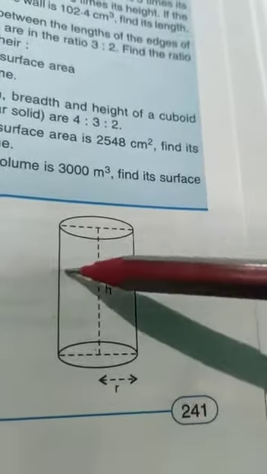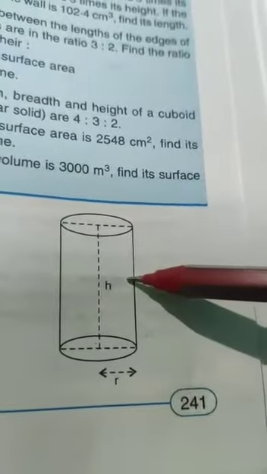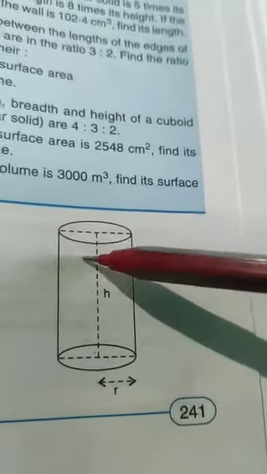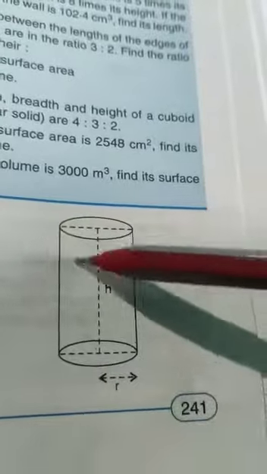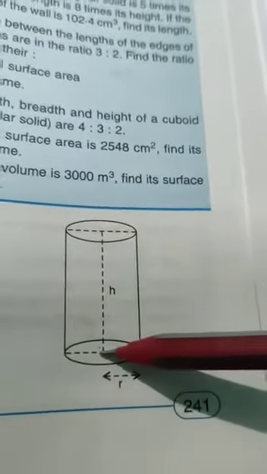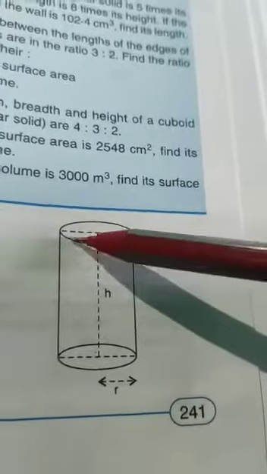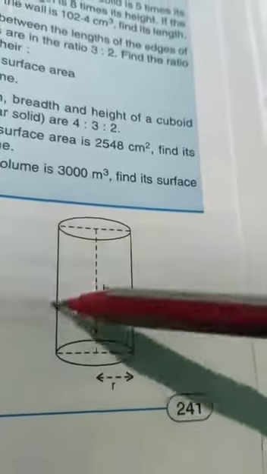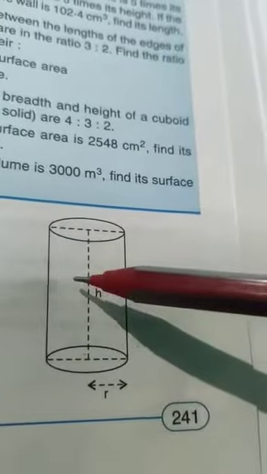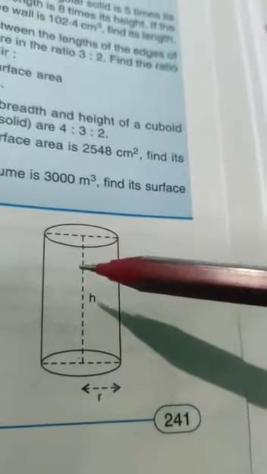So we all know the curved surface area of a cylinder is 2 pi r h, plus this part and this part. This middle part plus this part plus this part: top, bottom and this middle part. The middle part is known as the curved surface area, and the formula for that is 2 pi r h.